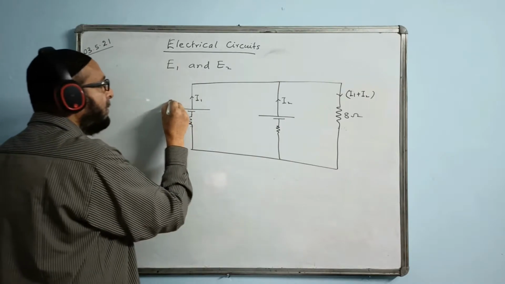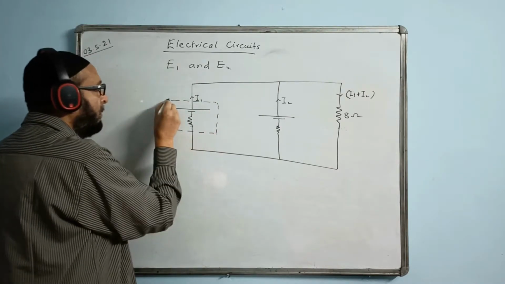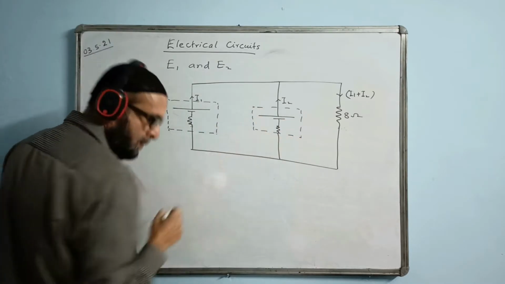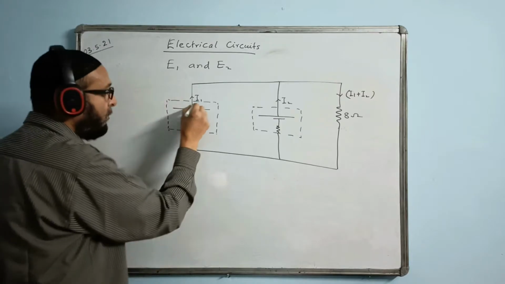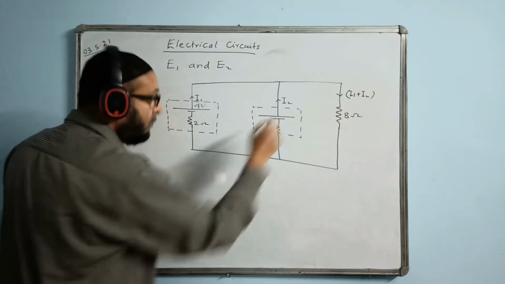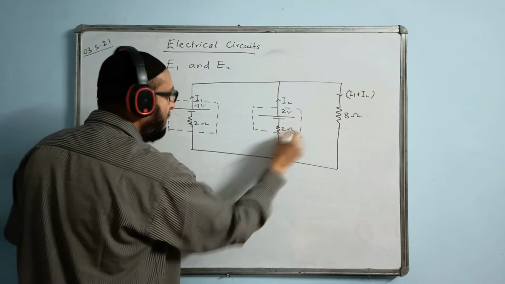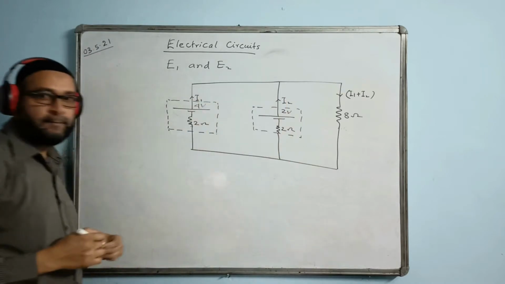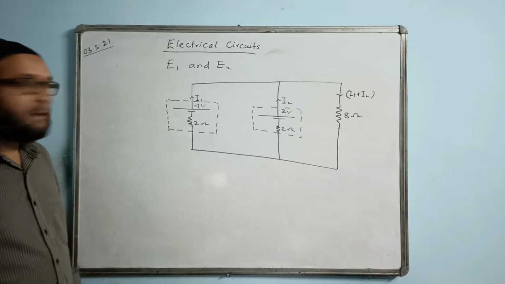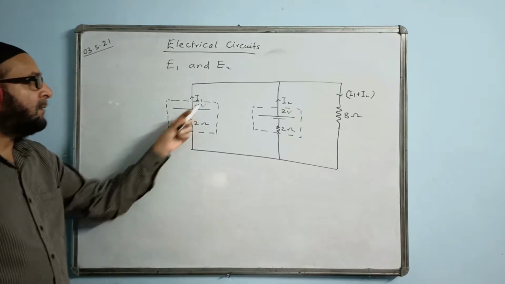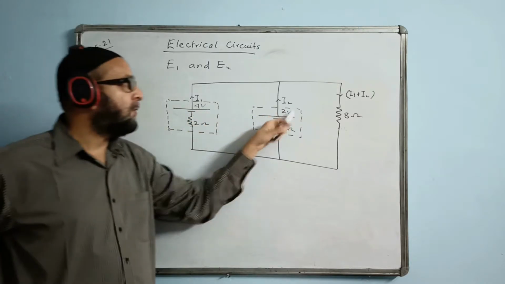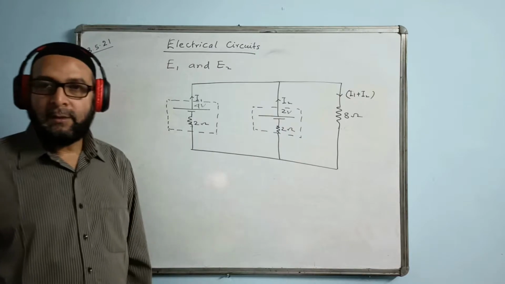And they have given the value of 4 volt, 2 ohm, and 2 volt, 2 ohm. The internal resistance is given here. Instead of showing the internal resistance separately, they may write here 4 volt comma 2 ohm, 2 volt comma 2 ohm. That is the internal resistance.